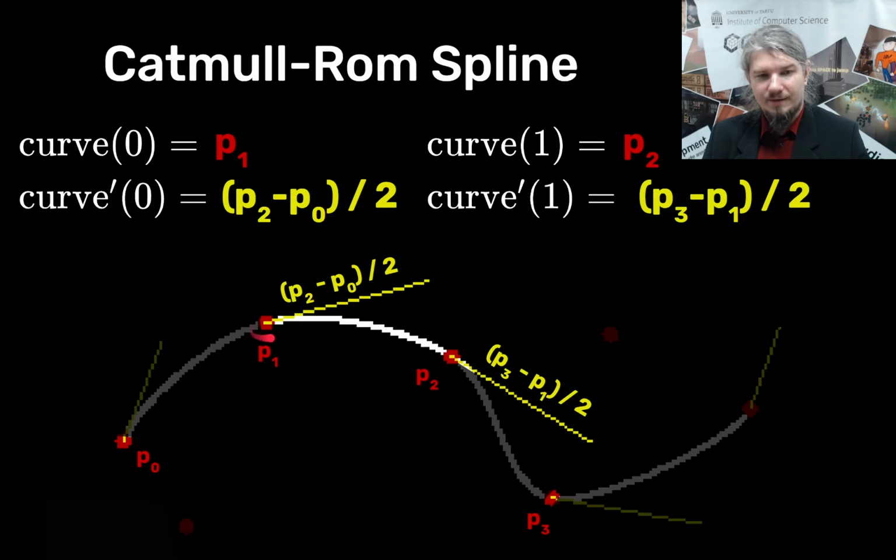The derivative at the starting point of the curve is going to be (P2 minus P0) divided by 2. So it's a vector from P0 to P2, and we take half of it. Half of this vector here is going to be the derivative at this point. Similarly, at the endpoint, it's going to be (P3 minus P1) divided by 2. So we take a vector from P1 to P3, we take half of it, and that is going to be the derivative at the endpoint. The spline that is constructed in this way is a Catmull-Rom spline.